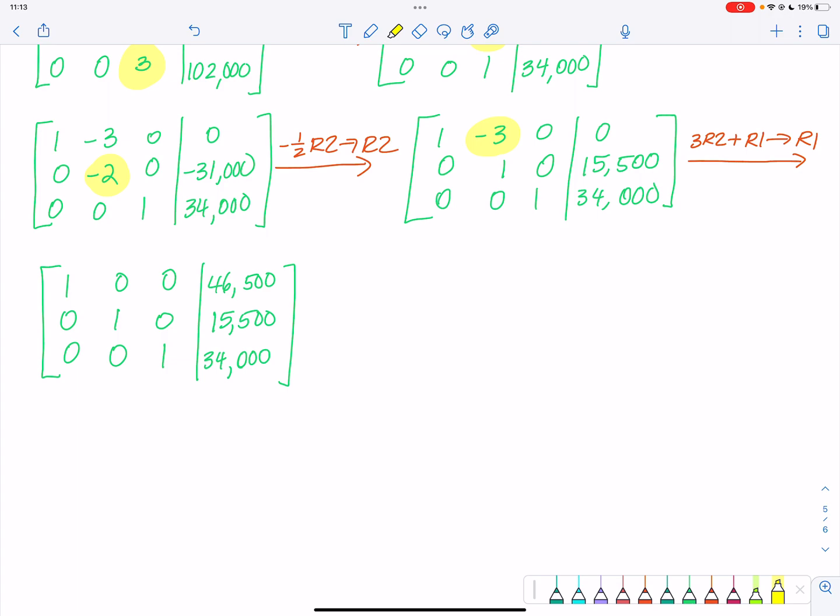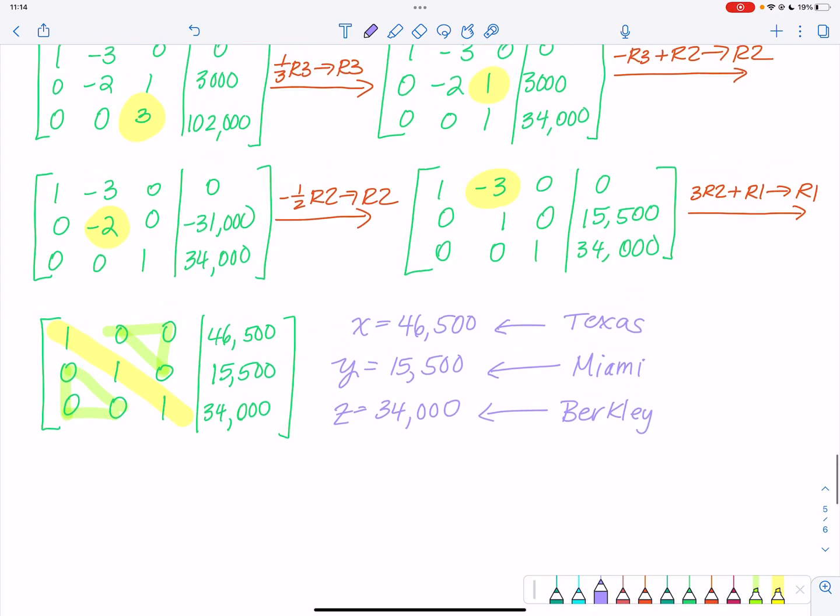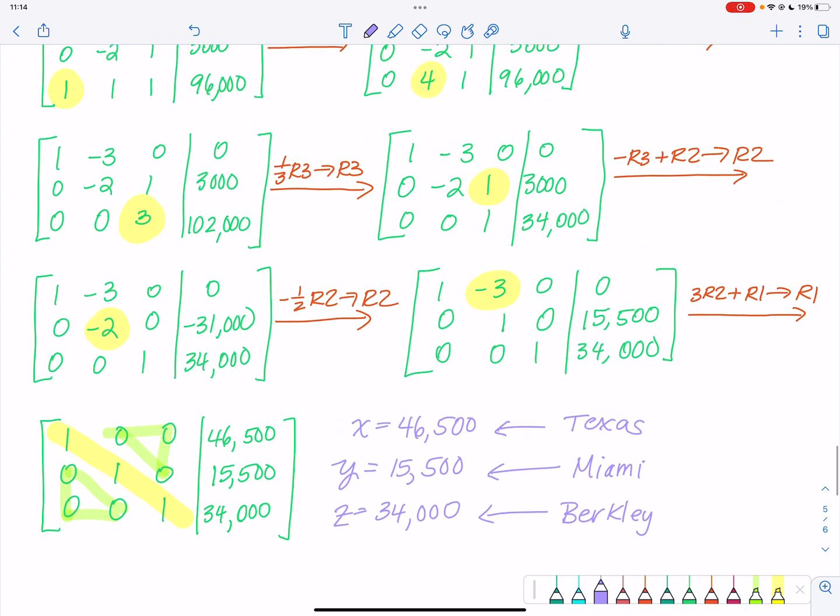So what do you notice? We have 1s on the diagonal. So we have our reduced row echelon form, and we now can say that x is equal to 46,500, y is equal to 15,500, and z is equal to 34,000. And each of those, you can see the number of students at each university. And that concludes this section.